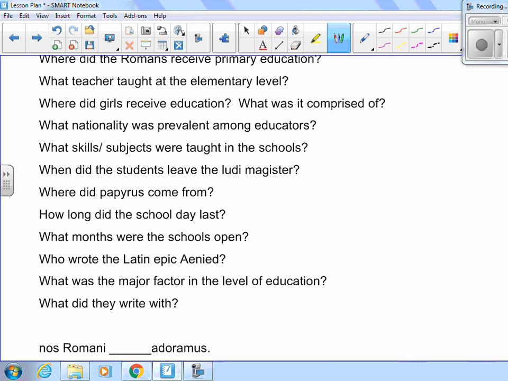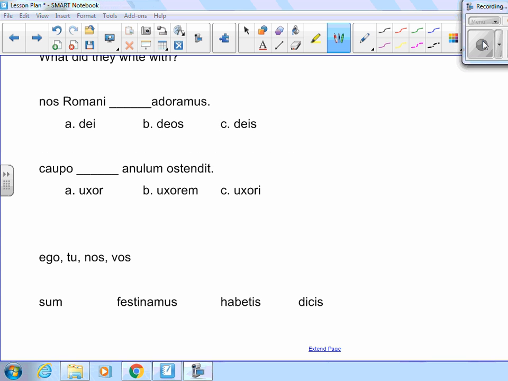Here is an example of some of the skills that you're going to have to know for your test. You're going to have some fill-in-the-blank type questions where you choose A, B, or C to fill in the blank. Try to do these two and see if you can figure out what they're asking you for. Number 1, I have "we" as my subject. I have adoramus as my verb. So we Romans worship or praise the gods is what I'm going to have.